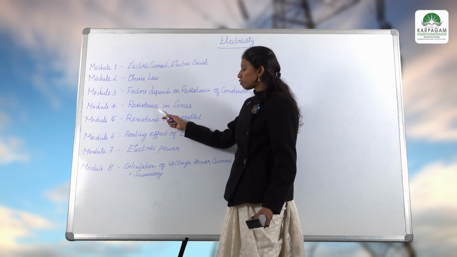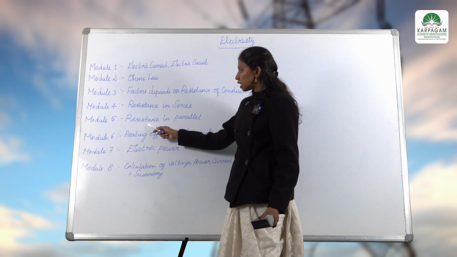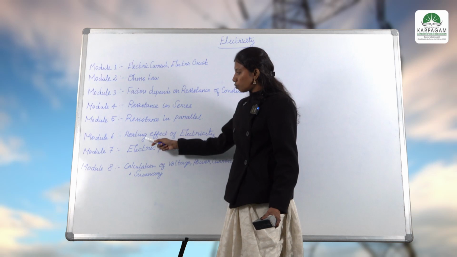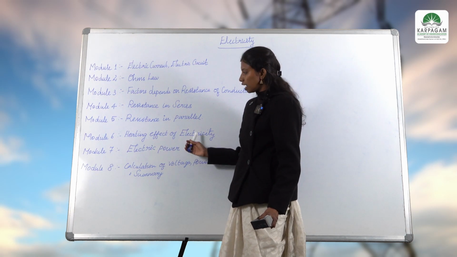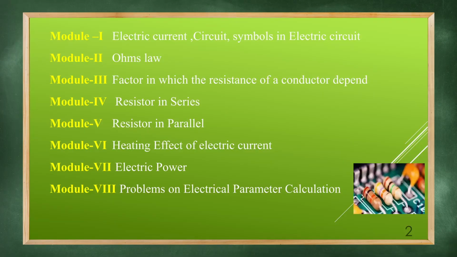The fourth module will have a brief introduction about how resistors are connected in series and how to calculate the values. The fifth module is about resistance in parallel and the problems related to parallel connections. The sixth module will give a brief introduction about the heating effect of electricity in conductors. And the seventh module will discuss the major part, that is electric power. In the eighth module, I will cover how to calculate the voltage, power and current in a circuit, and I will give a small summary of all the 7 modules that have been discussed. So this is how I have planned to cover all the topics.